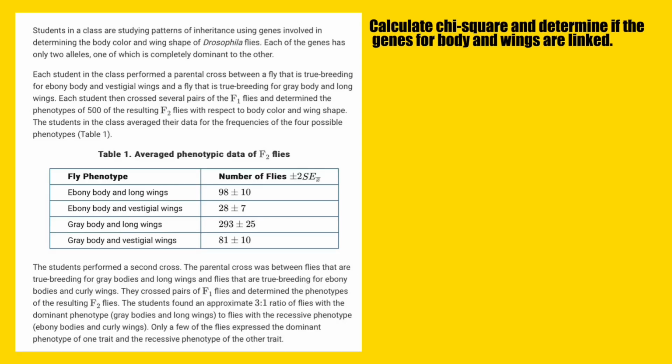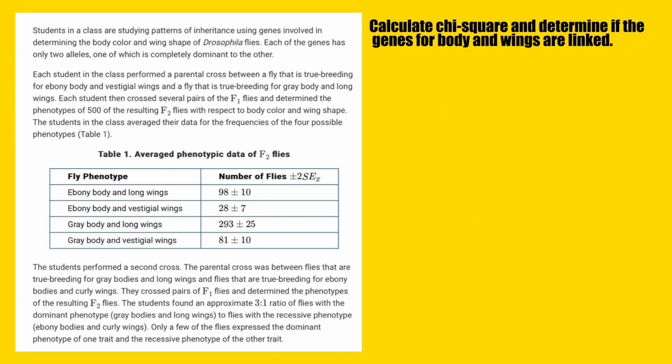Okay, let's look at an example for chi-square testing. You can try this problem by yourself if you want to try to practice. So first of all, you can see there's a lot of text in this problem. Most of the time, you won't have the time to actually read through all this text on the exam. So just look at the graph first, and if you can, and at the actual question, which here is calculate chi-square and determine if the genes for body and wings are linked.